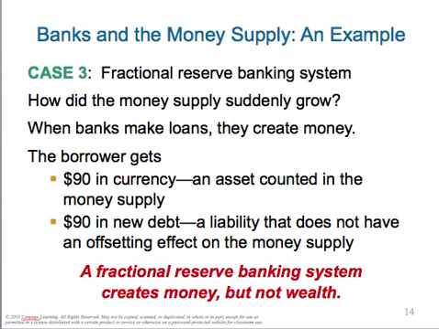Under the case 3 fractional reserve banking system, how did the money supply suddenly grow? I mean, technically it's still just $100, but we grew it under the fractional reserve banking system. Well, when banks make loans, they create money. The borrower gets $90 in currency, an asset counted in the money supply, so there's money out there being spent through investors, and $90 in new debt, a liability that does not have an offsetting effect on the money supply. Thus, the fractional reserve banking system creates money but not wealth.